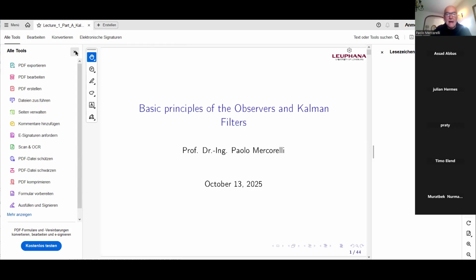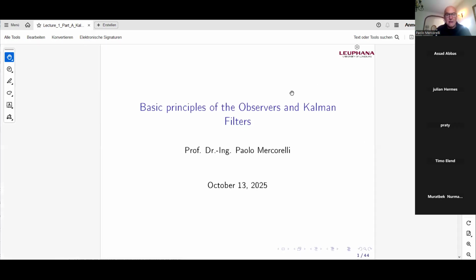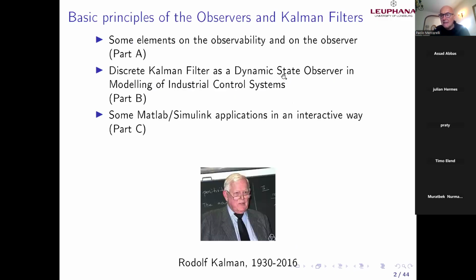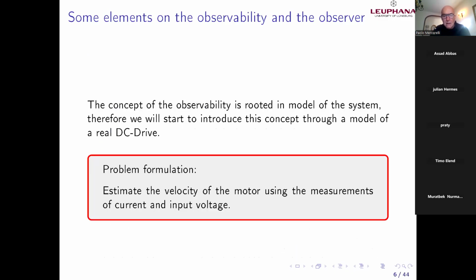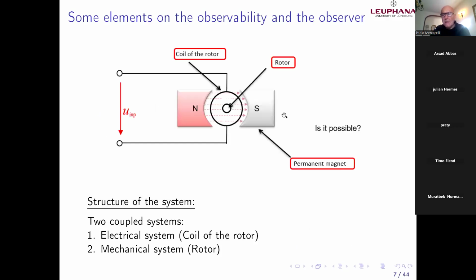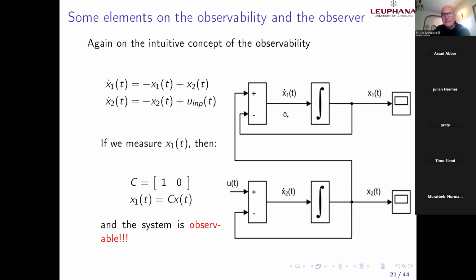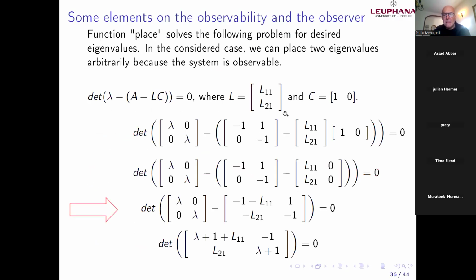Let me now share the material better. Last time we concluded the lecture, you remember, with the calculation of the matrix L, which allows us to place, very important word, the eigenvalues of an important matrix, which is the matrix of the dynamics of the estimation error.